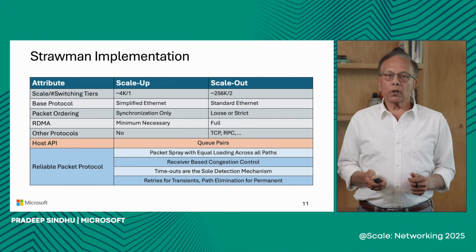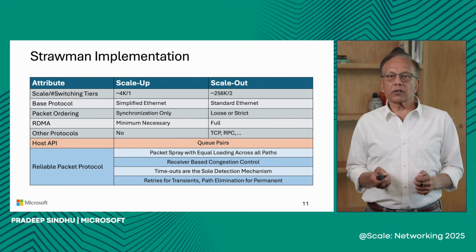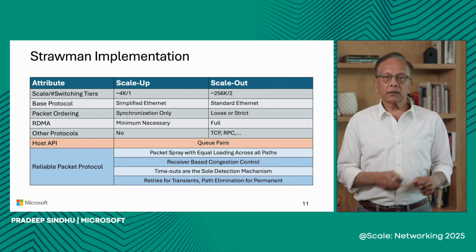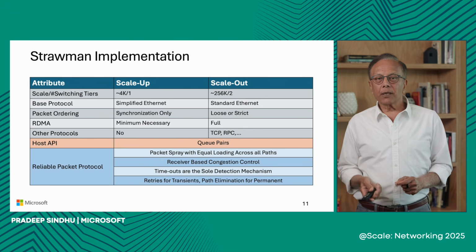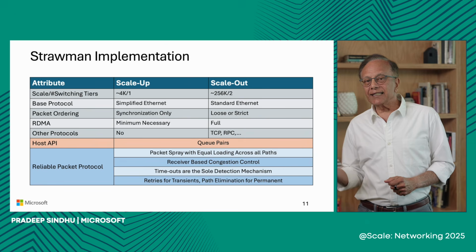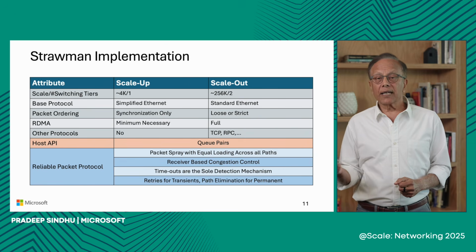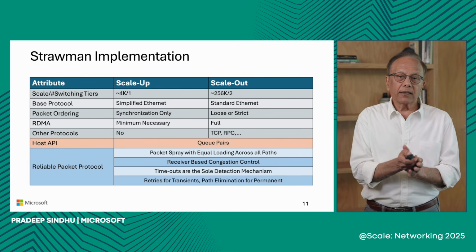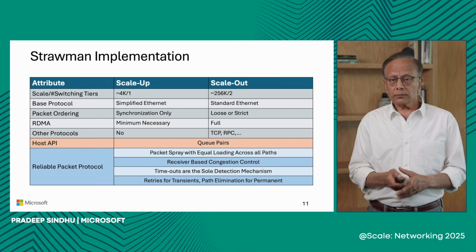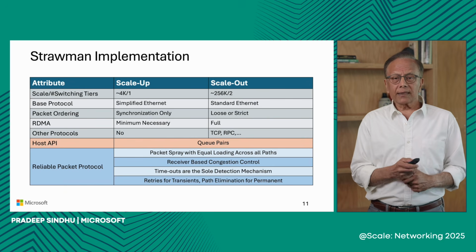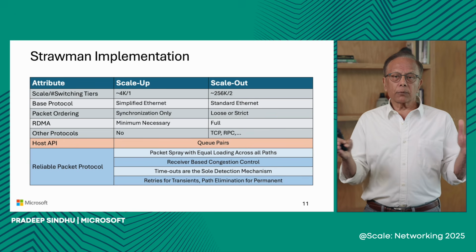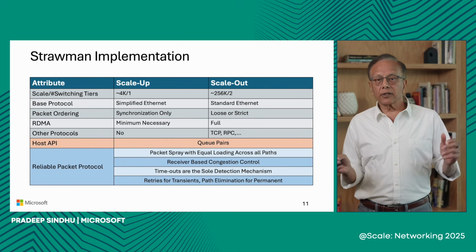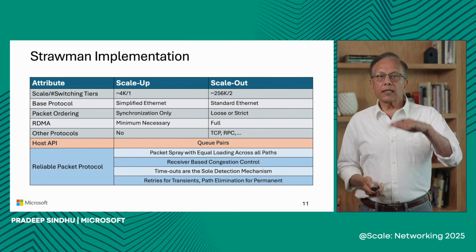This reliable packet protocol suggested here uses receiver-based congestion control because that's the natural place to put this congestion control, not at the sender. And it also uses timeouts as the only mechanism for detecting failures of all kinds, both transient and permanent. Now, the recovery from these failures, if it's a transient failure, you just use packet retries. If it's a permanent failure, you remove the path that failed. And of course, you'll end up with slightly less bandwidth. But as I mentioned earlier, this is not a problem when the number of paths is large. So this is a strawman implementation.